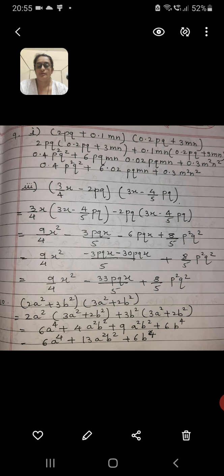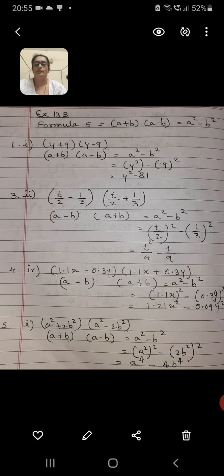Now let us go to the 10th sum, that is 2a square plus 3b square and 3a square plus 2b square. Here also use the distributive law and solve the sum. Fine. Now we are going to learn one more identity, that is identity 5 or formula 5, in the next exercise, that is 13b.